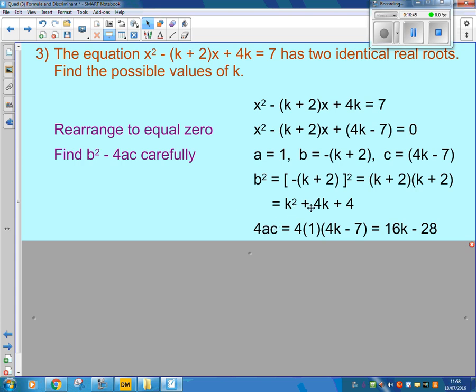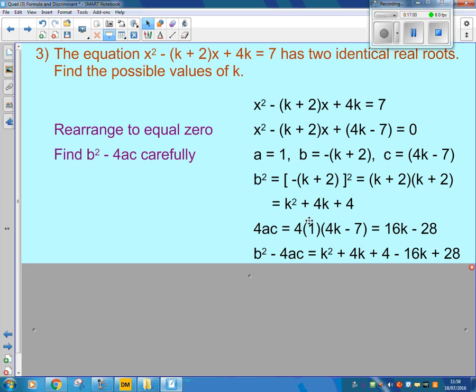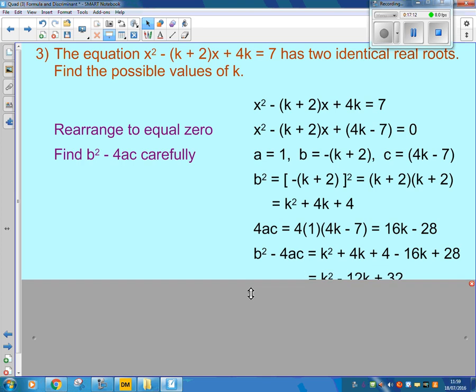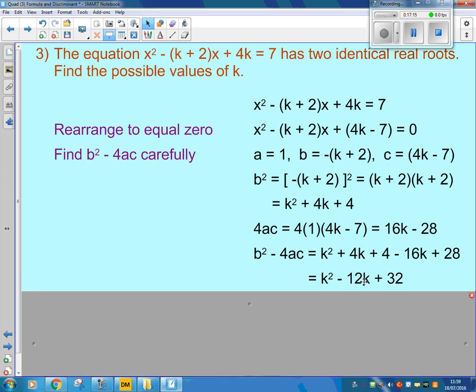Be careful. This stays as b squared, but when you take away 4ac, you're going to take away both these bits. So you're going to do minus 16k and minus 28, which is plus 28. So b squared minus 4ac is k squared plus 4k plus 4 minus 16k plus 28. So again, be careful on signs. Okay, let's simplify it. k squared, 4k minus 16k is minus 12k. 4 plus 28 is 32. So we've got b squared minus 4ac is k squared minus 12k plus 32.